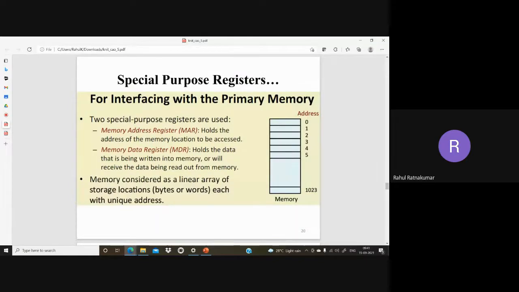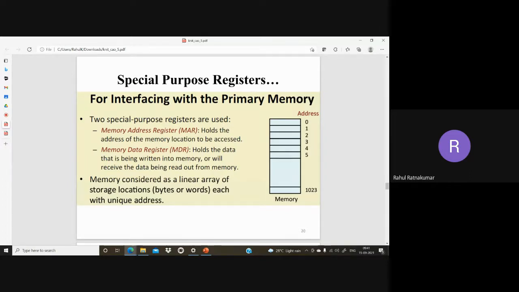Okay, so there are special purpose registers. This is something we discussed yesterday. What is a special purpose register? These registers are specially defined for some particular functionality. That means the user may not be able to program them. You cannot store your data into these registers. They are specially functioned, application specific.